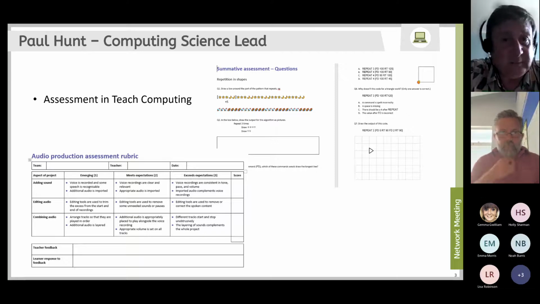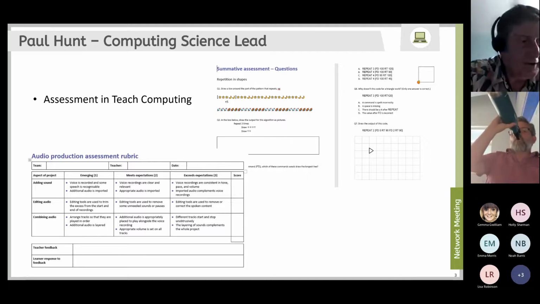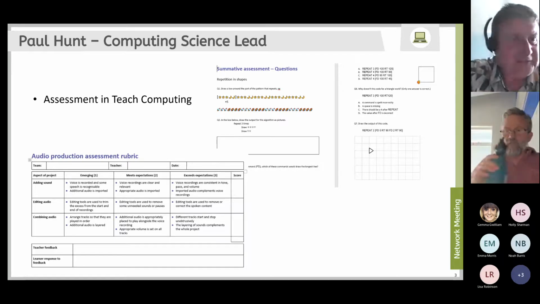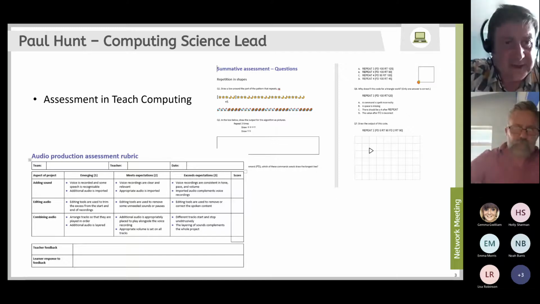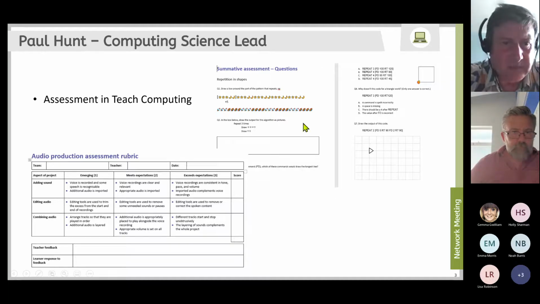Hopefully they'll be developed over time, because I think it is useful if you can set some sort of assessment task at the end of a unit, just to get a sense of how well some of the concepts have been understood. So we'll have a quick look at some of them to see how they develop.